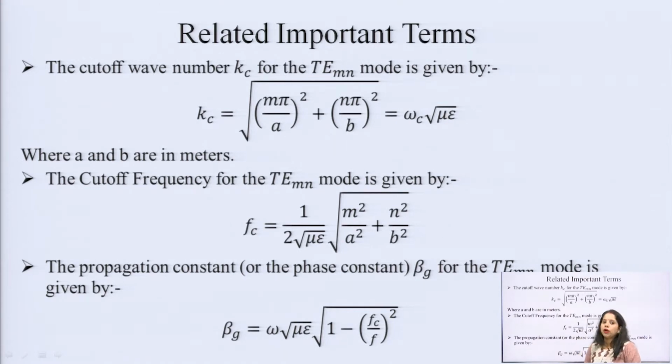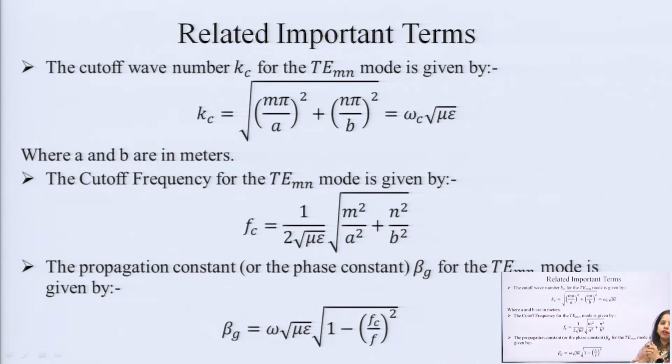Now, some important formulas which are related to the TE modes in the rectangular waveguides are, first of all, the cutoff wave number Kc for the TEmn, where m and n stand for the number of half wavelengths in the x direction and the number of half wavelengths in the y direction. The cutoff wave number is given by Kc equals the square root of (m pi by a) whole square plus (n pi by b) whole square.